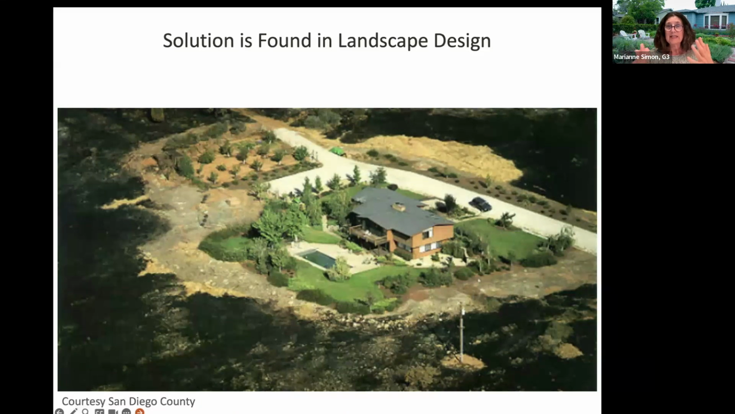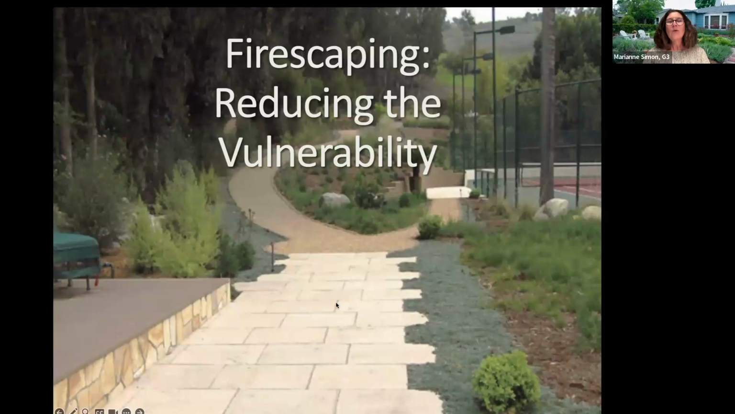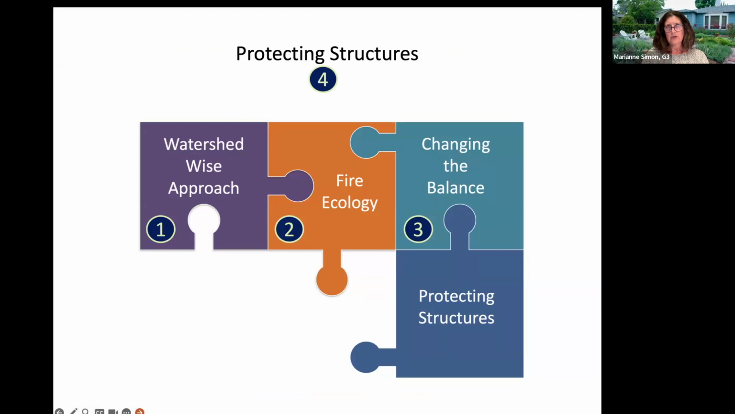But we look at this image here, and you can see all around all that has been burned, and yet right there in the middle is a site that has basically escaped the fires. So what can we learn from something like this? We're going to start out with protecting the structures, because even though there are many things that we can do in the landscape, it's really important to understand what we need to do to our homes and our structures to make them less vulnerable to the fires.